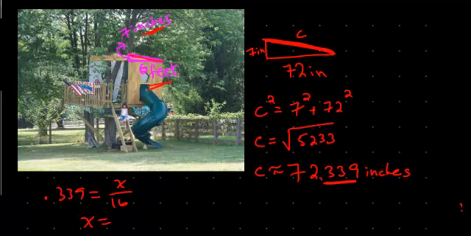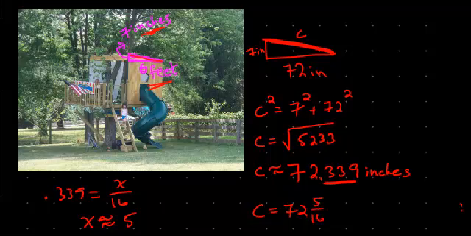We'd round that so X is about 5. So C would equal 72 and 5/16 of an inch. You might want to go up to 6 sixteenths, or it's 5.4. Anyway, you get the idea. So that's how I'd find that.